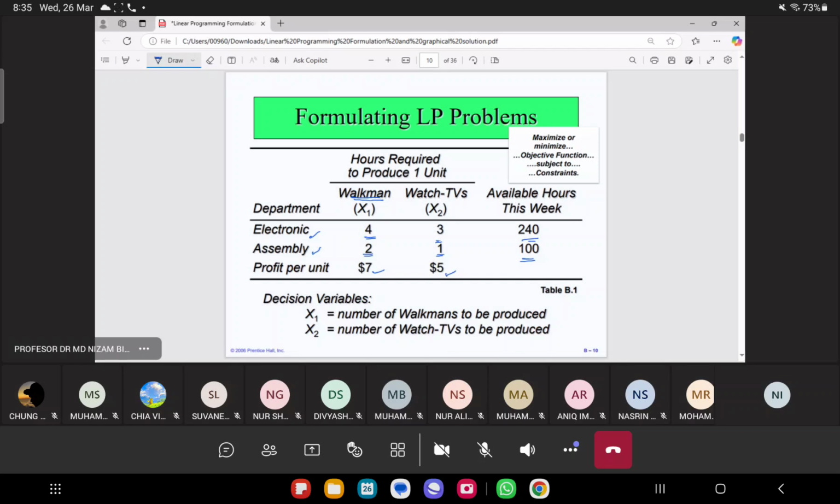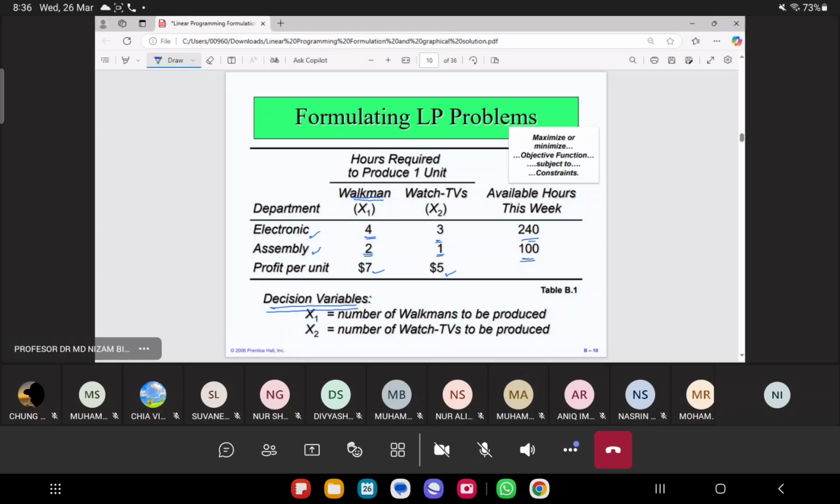Okay. So what you need to do is develop a linear programming model for this particular situation. The first step that you need to do in any given linear problem is to come up with the decision variables. You have to decide what the decision variables are. Decision variables are basically the decisions that you have to make at the end of the day.